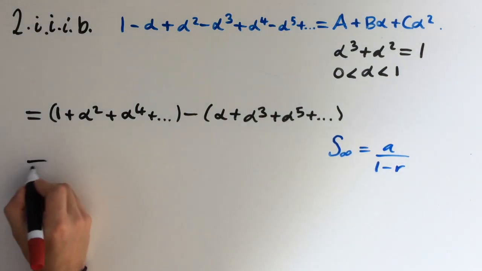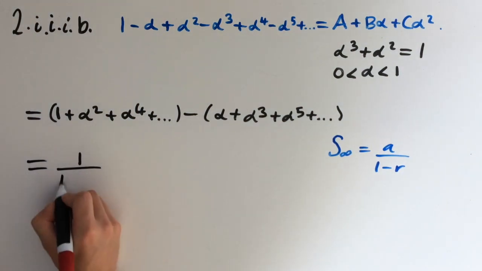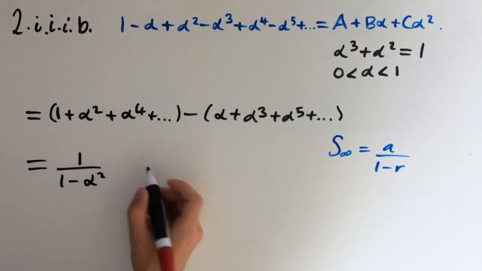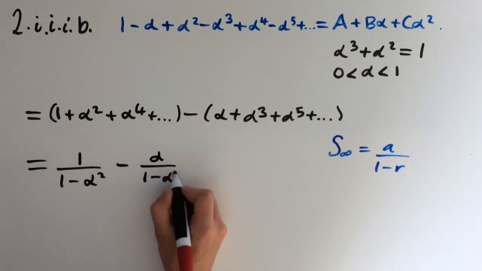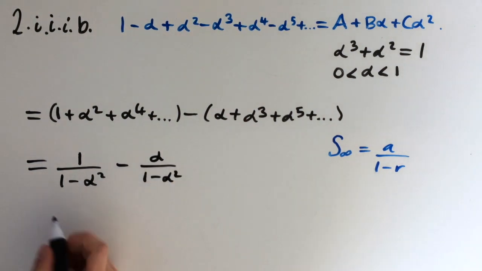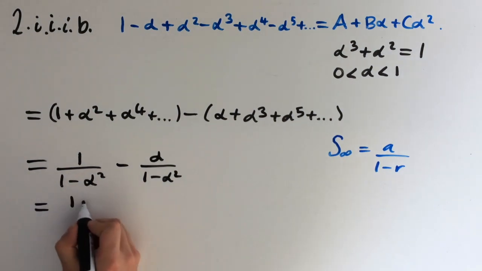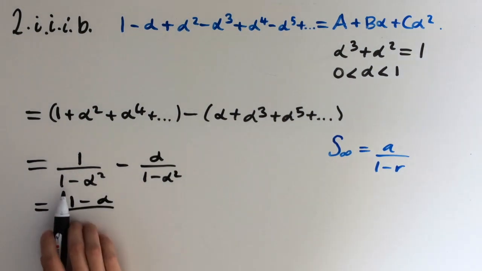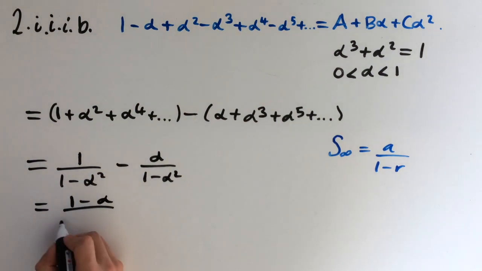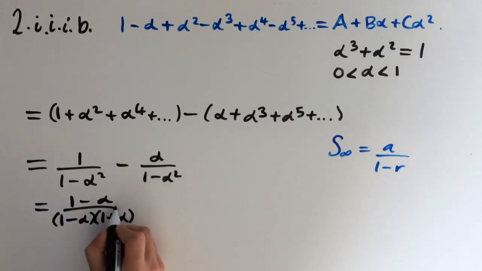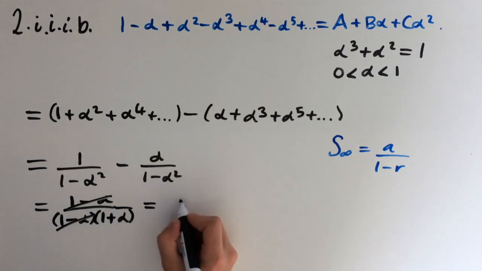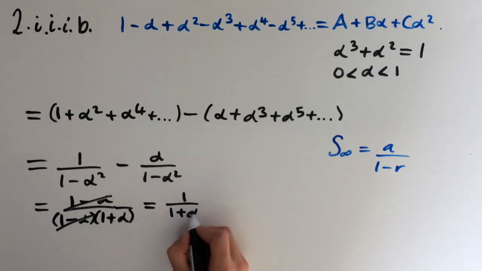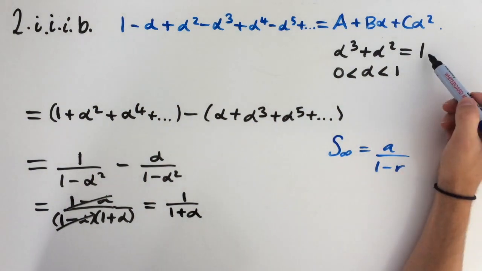So this is going to be equal to, first term is 1, so 1 over 1 minus alpha squared, that's the ratio, minus, first term is alpha over 1 minus alpha squared again. And now we can simplify these as it's a common denominator, so you get 1 minus alpha, and the denominator is a difference of two squares, so we can factorize this as 1 minus alpha times 1 plus alpha. And as you can see, we get a cancellation of 1 minus alpha, and we're left with 1 over 1 plus alpha.